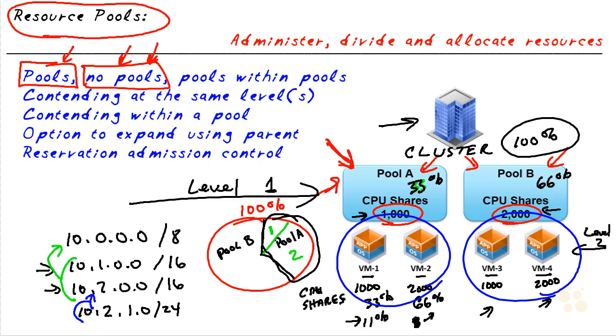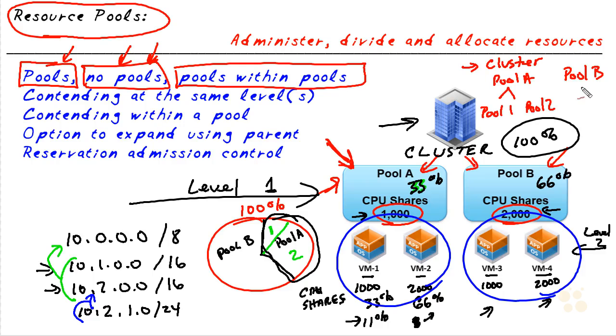The other thing that's possible, and it's not really a good idea, but it's possible, is we could have pools within pools. Consider this. If we have a cluster, which by itself could be referred to as a root resource pool, because that's where all the resources are, and then we have pool A and pool B, and inside pool B we have pool 3 and pool 4, and inside of each of those pools we have virtual machines, and of course those virtual machines also have shares associated with them.